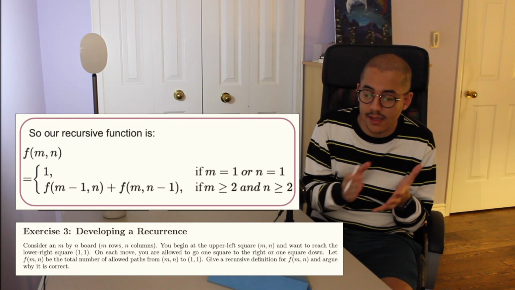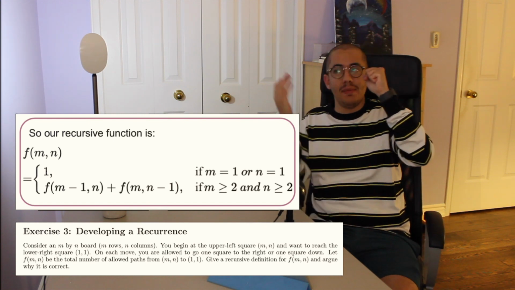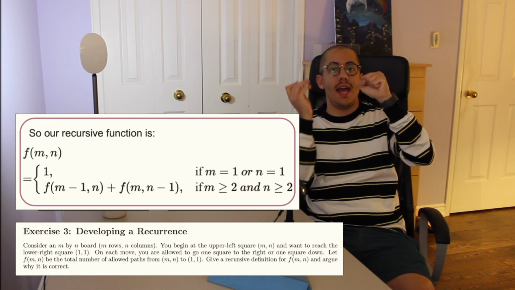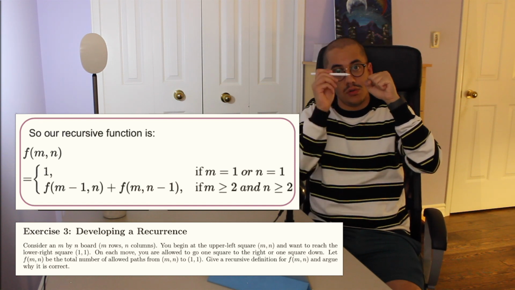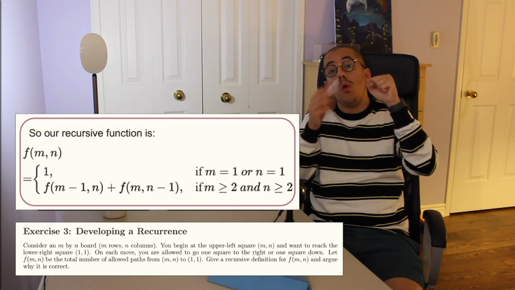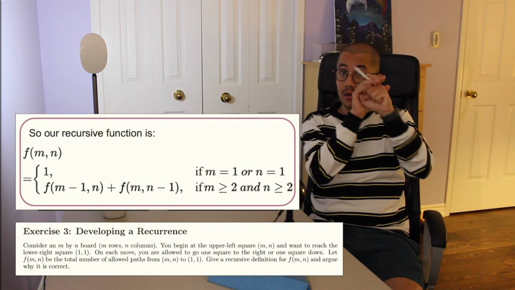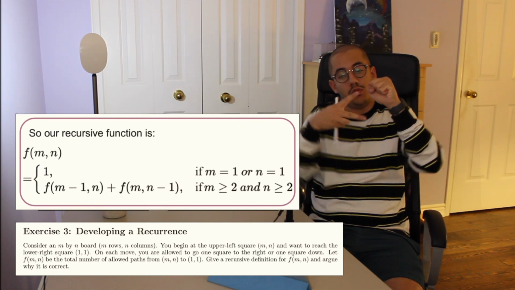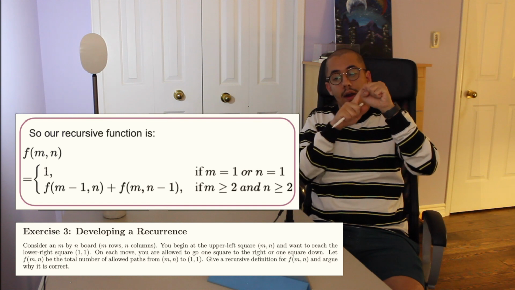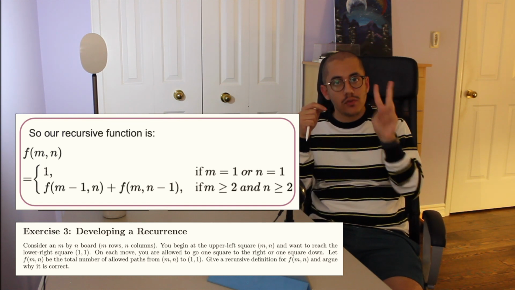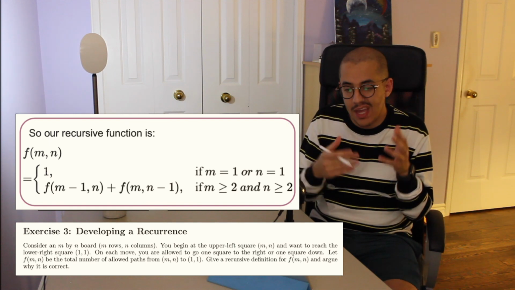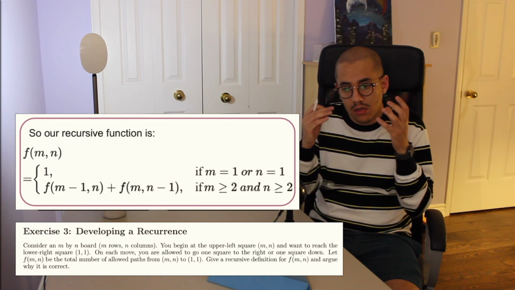Now, why are we adding this? Well, because if I'm at the m and n location on the board, I can either go down or I can go right. When I'm here, I have two options, 2 recursive functions. So that's why we add them. It's not that I only have 1, I have 2. And that's pretty much it.